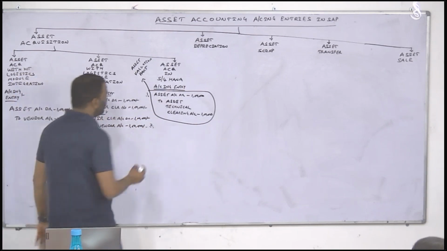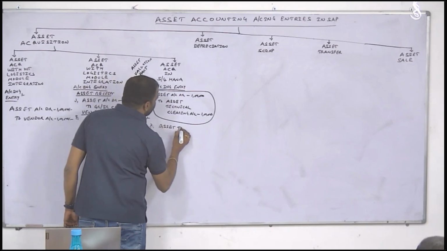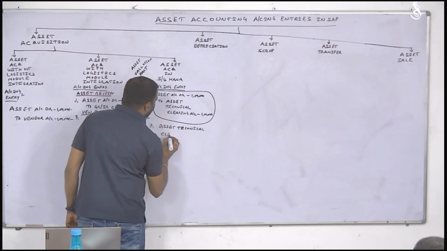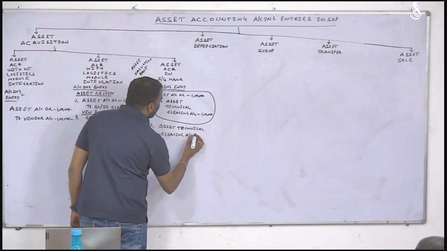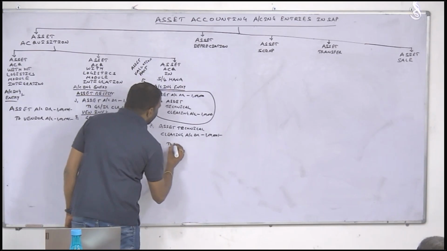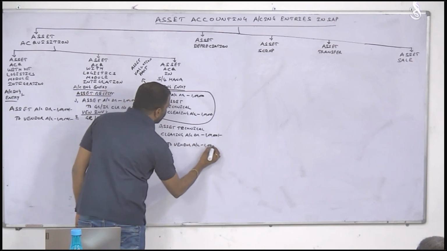Then what is the second entry? Asset technical clearing account debit. How much? To vendor. How much? 1 lakh.